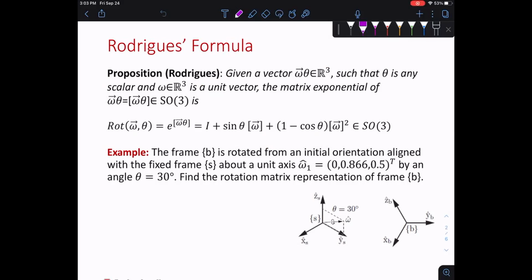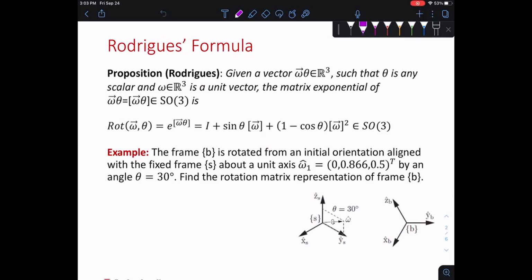We can use Rodrigues's formula, and it says that given a vector omega theta, where omega is our axis and theta is the joint variable, we know that the rotation of omega and theta is equal to e to the power of theta omega bracket. So this is a 3x3 matrix, right? We are still on rotation for now. You can calculate the expression on the right, and it will be equal to the left. To prove that, go to your book, and the proof is there.